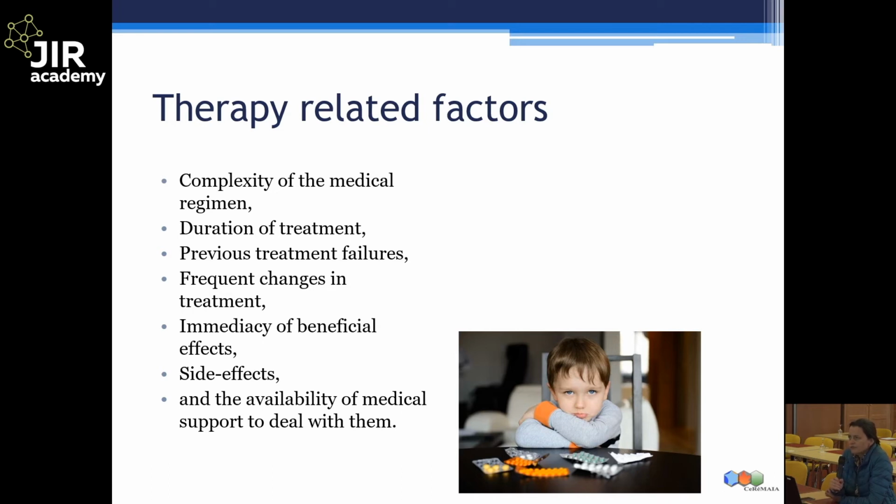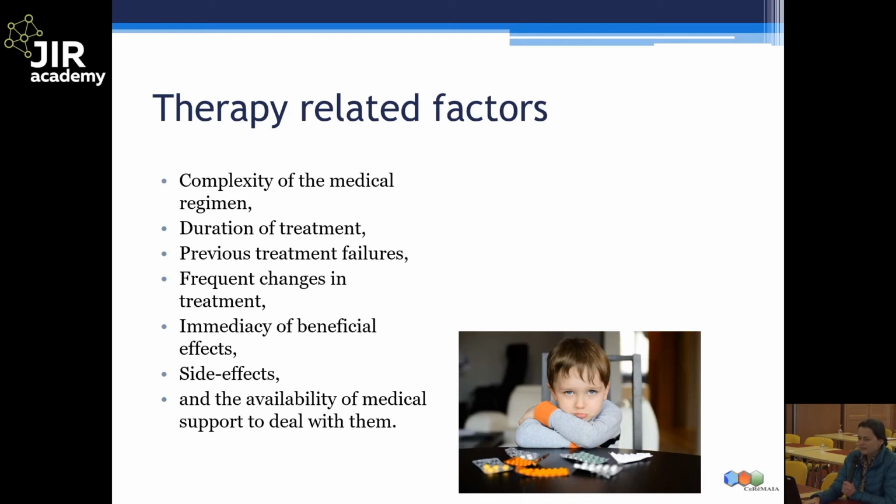If patients have to take treatment for a long time, they don't remember that it's important to take it and they stop it. Previous treatment failures, frequent changes in treatment are also determinants. The immediacy of beneficial effects are very important for adolescents. An adolescent needs to see what the medication is doing. If he has not an immediate effect of it, he will stop taking it.